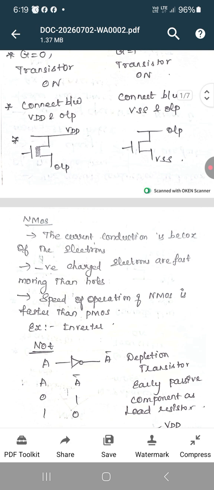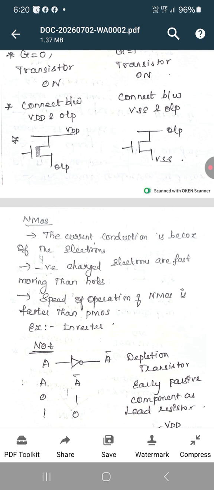Basically in NMOS, the current conduction is mainly because of electrons. One more point is that the negatively charged electrons move faster than the holes. So the speed of operation of NMOS is much faster than that of PMOS. Here they have taken the design of inverters and basic logic gates, and how we can implement them in NMOS logic, PMOS logic and CMOS logic transistors.